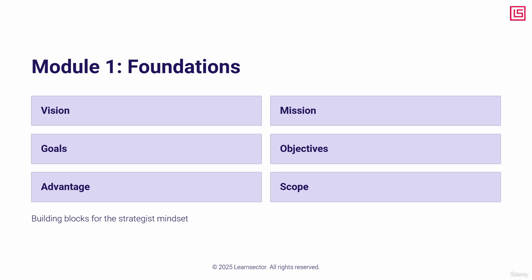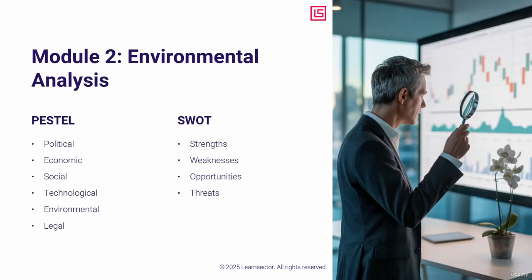In Module 1, we introduced foundational ideas such as vision, mission, and goals. These form the basis for any strategy. We also defined key elements like objectives, advantage, and scope. By understanding and applying these building blocks, you begin to develop the mindset of a strategist rather than just a planner or executor. Next, we moved into analyzing the environment around you.